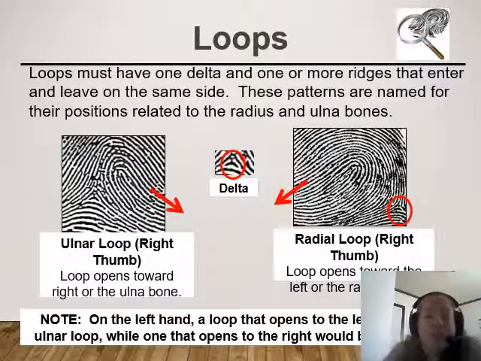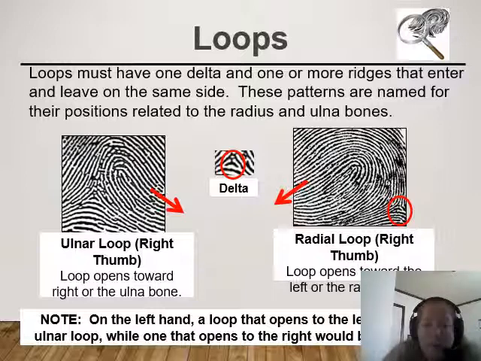Next, we have loops. Loops must have at least one delta and one or more ridges that enter and leave on the same side. These patterns are named for their position related to the radius and ulna bones. So they're the bones in this part of your arm. Okay, it's the two bones that go down from the elbow to the wrist.